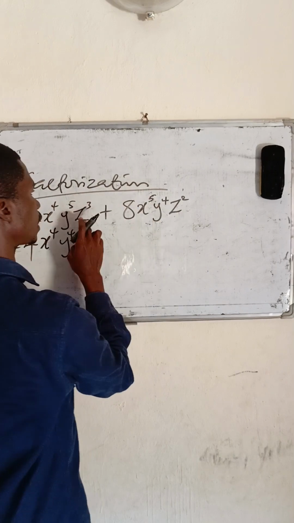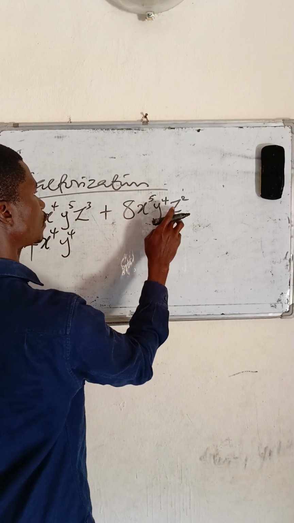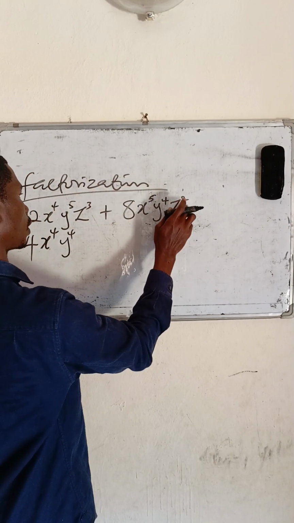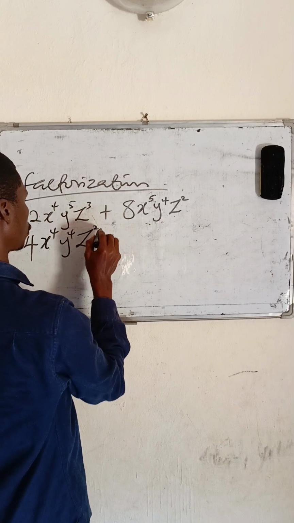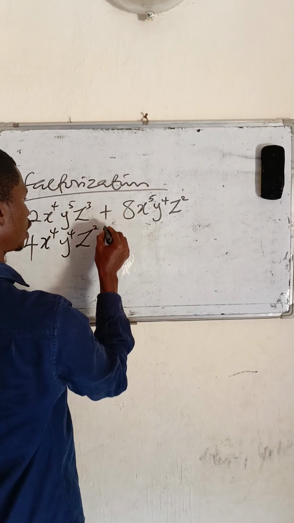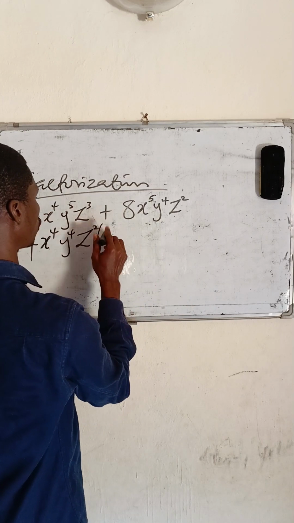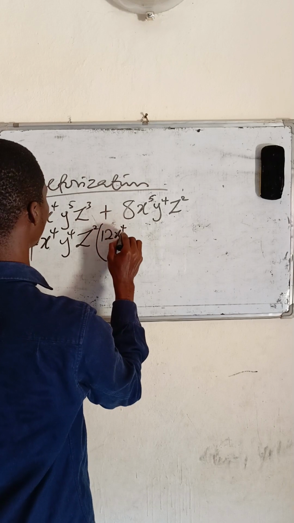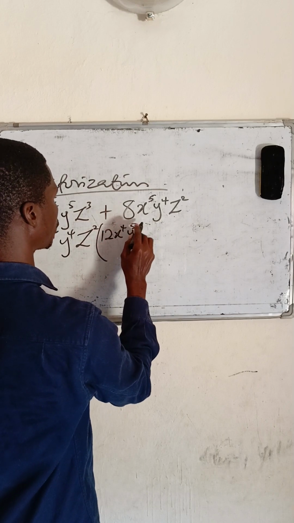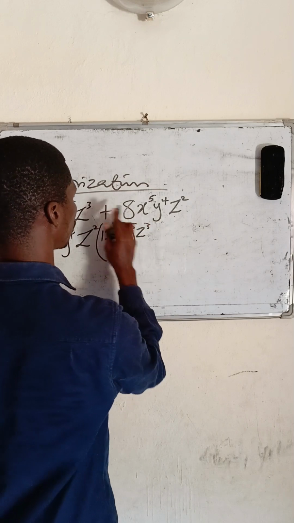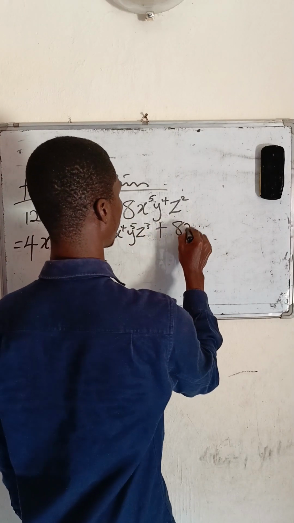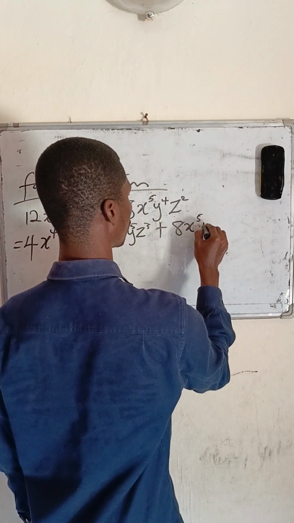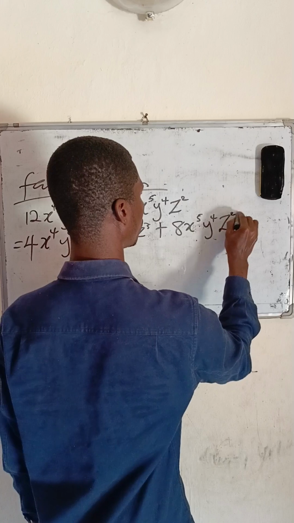Now we have z here. It's still common. We have z raised to power 2, z raised to power 3. You take the one with the smallest power, which is z raised to power 2. That's all. Since there is nothing again, you close your bracket. Just write this number inside: 12 s raised to power 4, y raised to power 5, z raised to power 3, you put your sign, plus 8s raised to power 5, y raised to power 4, z raised to power 2.